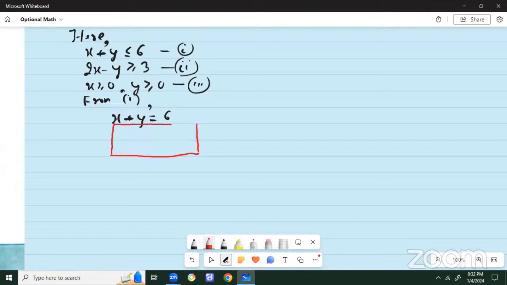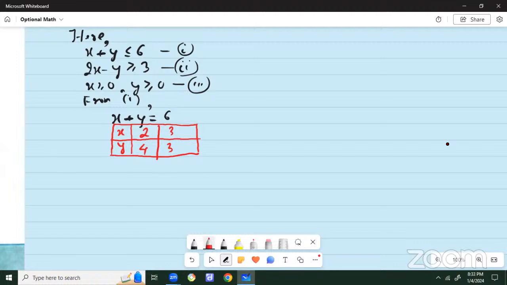In order to verify whether the points are correct or wrong, you can find more than 2 points, but 2 points are necessary and sufficient. Now take any value of x in order to find the value of y. If x is 2, y is 4. Another point: x is 3, y will be 3. So we have to plot these points and join them, right?